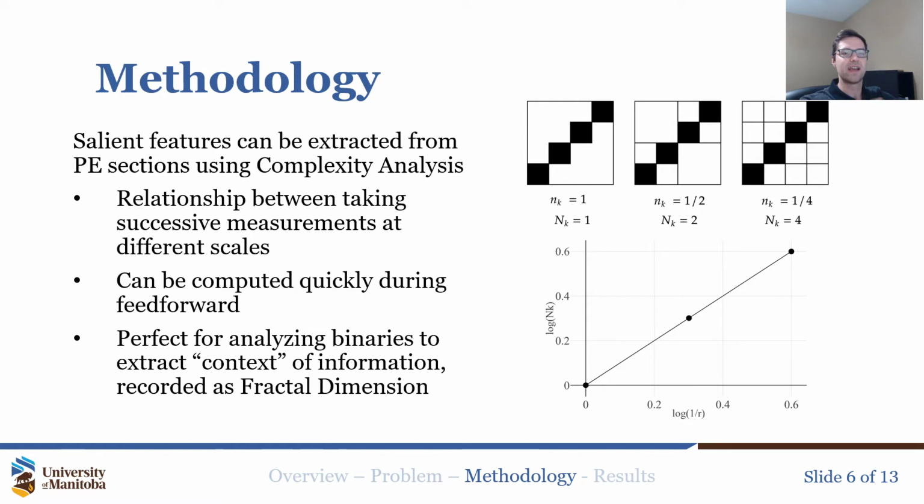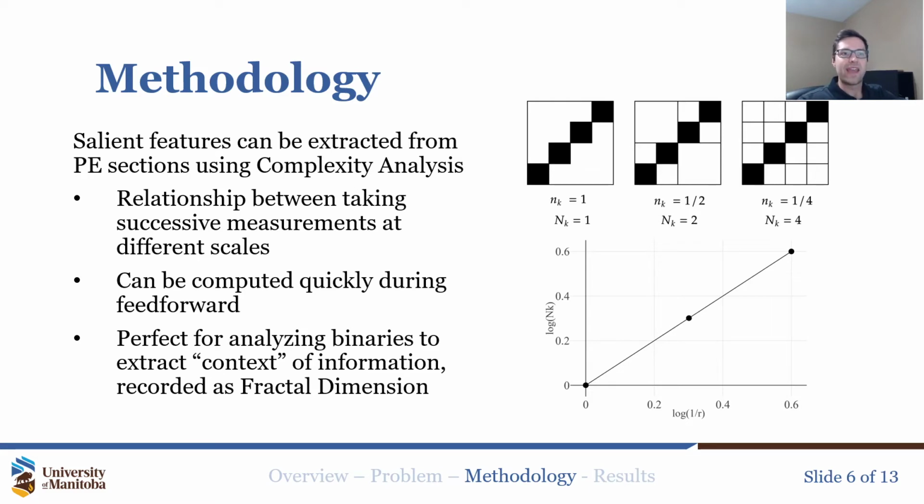So complexity analysis is the idea that things behave and act in a self-similar fashion, and that there's a relationship between taking successive measurements at different scales. So at the top right here, we have three separate squares, each of which actually has the same image, but the resolution at which we're looking at the image changes from 1, 2, and 3. So n sub k corresponds to the scale that we're looking at. n sub k = 1 means that the whole image is the scale that we're looking at. n sub k = 1/2 means we're cutting up the image in half portions, and n sub k = 1/4 is that we partition everything into 4 pieces, 4 by 4.